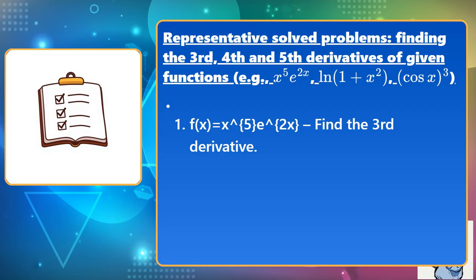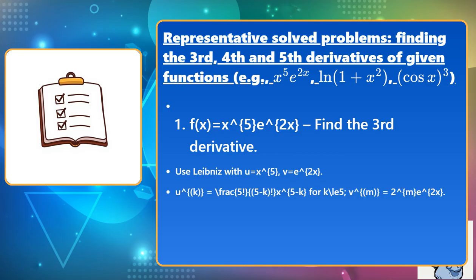1. f of x equals x to the fifth times e to the 2x. Find the third derivative. Use Leibniz with u equals x to the fifth, v equals e to the 2x. U superscript k equals 5 factorial over open bracket 5 minus k close bracket factorial times x to the open bracket 5 minus k close bracket for k less than or equal to 5. V superscript m equals 2 to the m times e to the 2x.